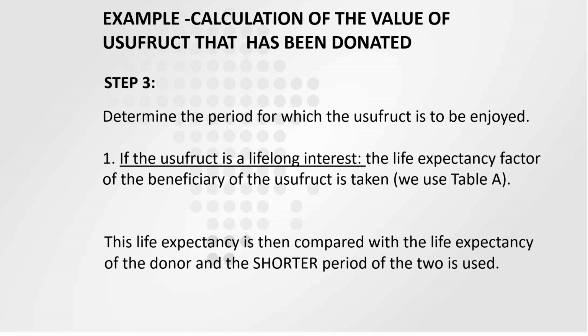In step 3, you must determine for how long the usufruct will be enjoyed. If it is a lifelong interest, then we look at the life expectancy of the beneficiary and we use Table A. We then compare that life expectancy with the life expectancy of the person making the donation, the donor, and the shorter period of the two is used.